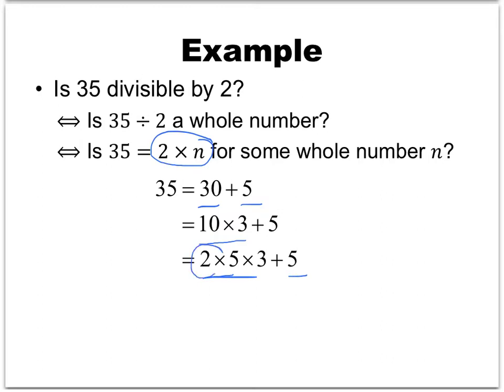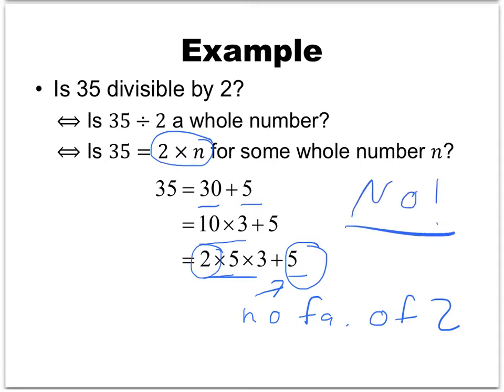This first whole number has a factor of 2. But this second number I can't write as 2 times some whole number. So we have no factor of 2. And so I cannot factor a 2 out of this right-hand side. And so now we can answer our question. Is 35 equal to 2 times n for some whole number? The answer is no, it's not. So 35 is not divisible by 2.